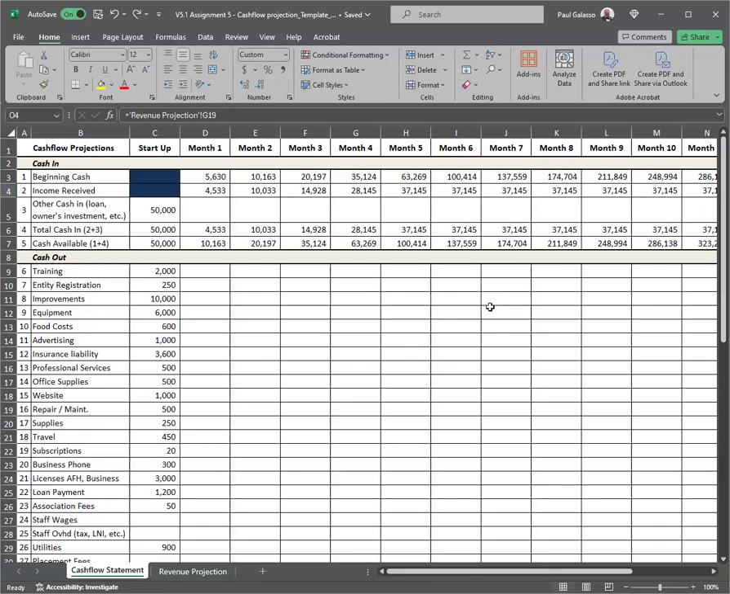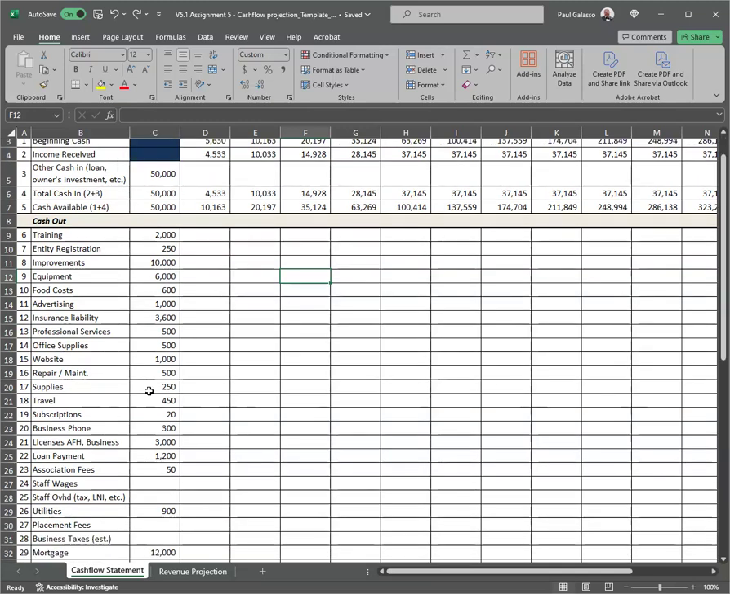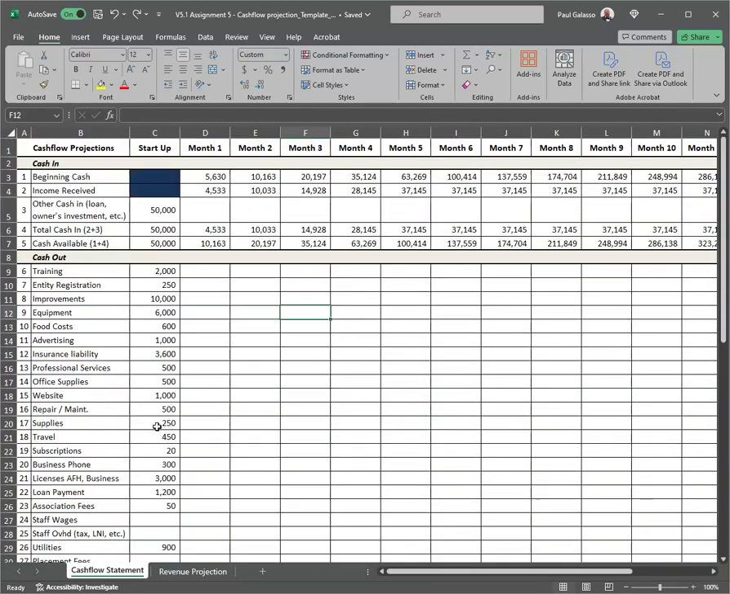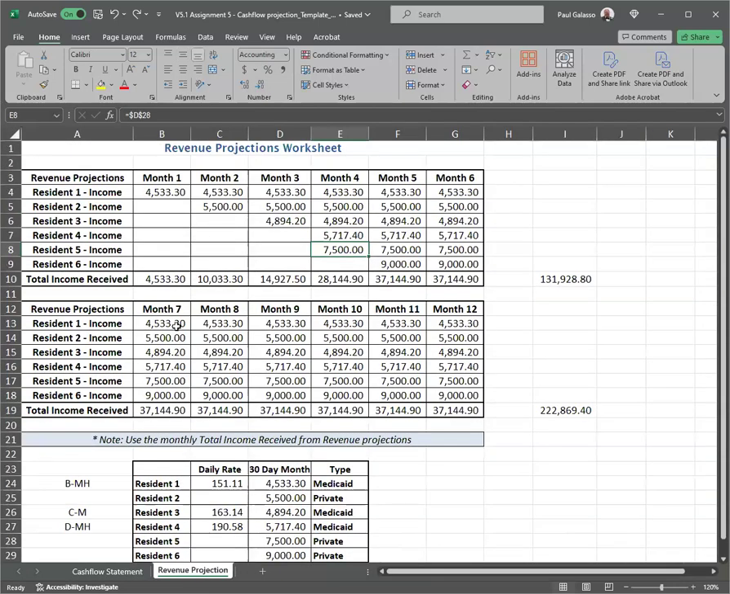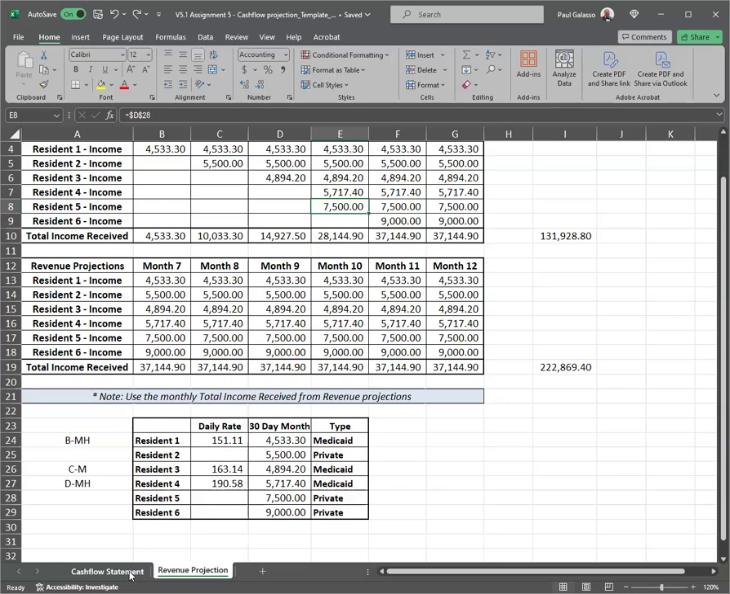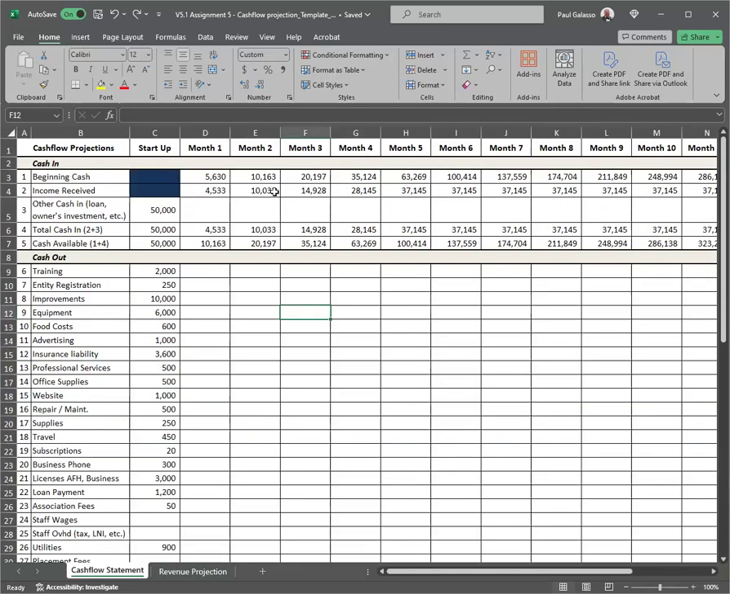the Excel spreadsheet. All right, so we've already done the startup costs for the first month. We've done the revenue projections on the second tab, and it automatically pre-populates the income received on the cash flow statement.